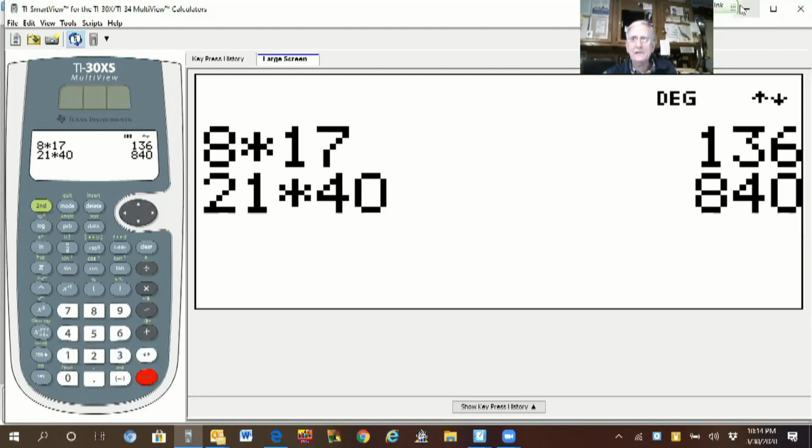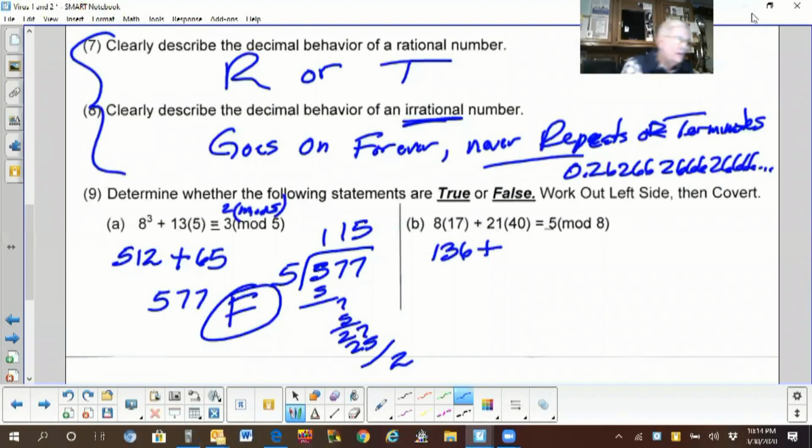So I go back. So this is 840. Now what I need to do is add these two numbers together and then divide by what mod number? I need to divide by 8, correct? Because I want to change it to a mod 8 number. So when I add these together, I believe I get 976. All right? So I'm going to use the calculator to do this.